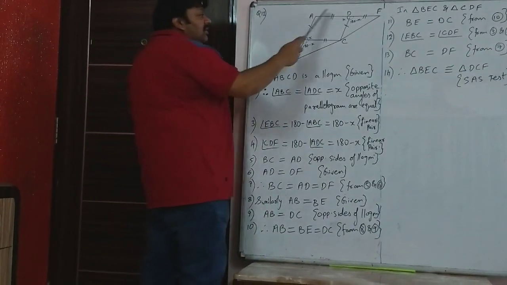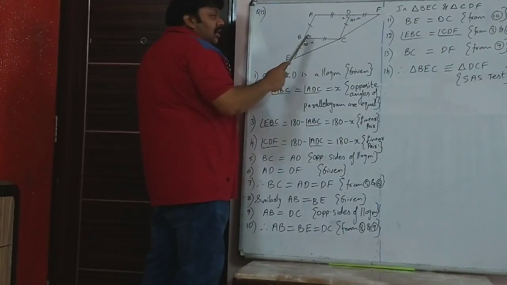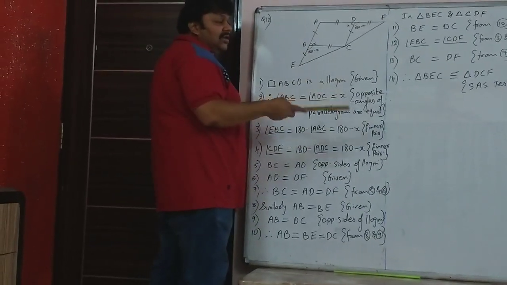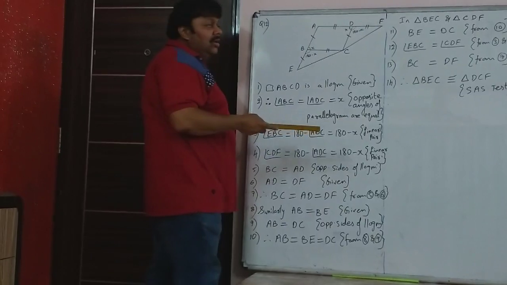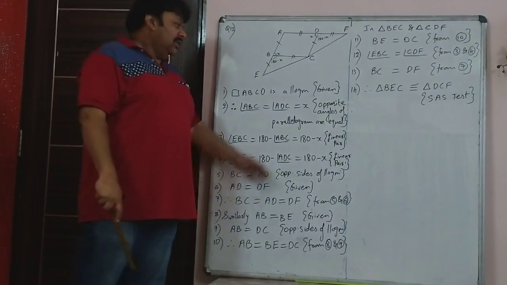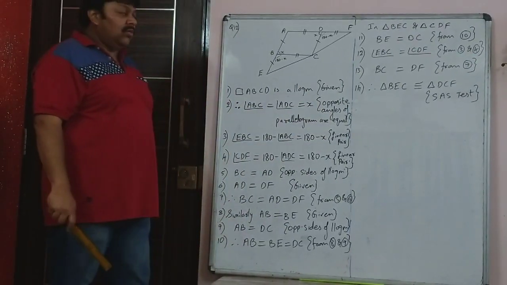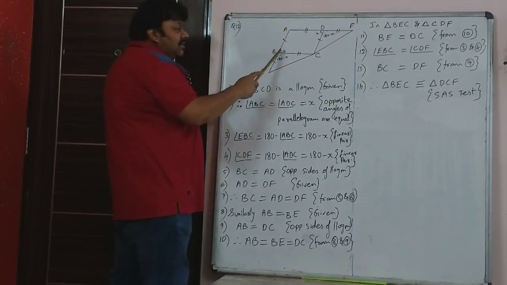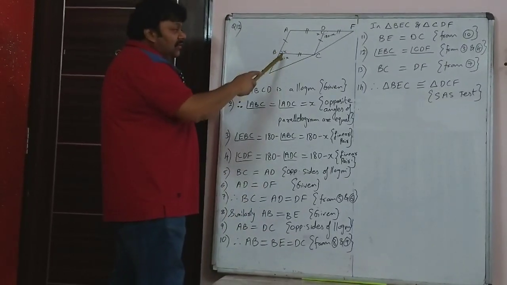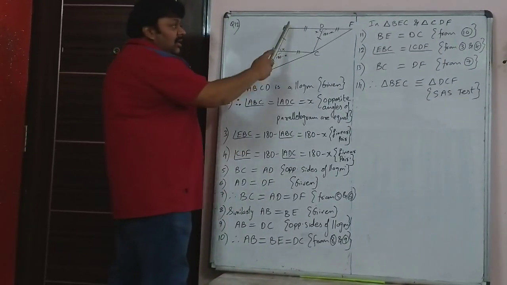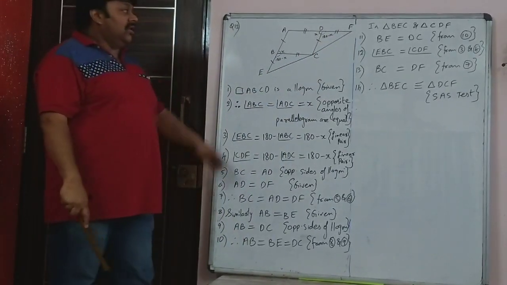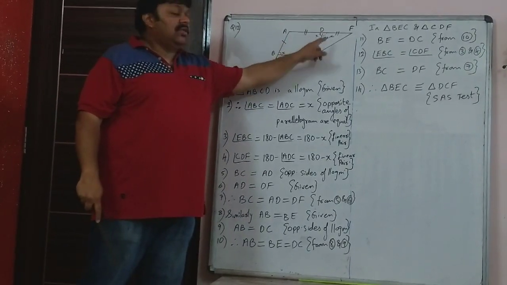So now, since this is a parallelogram, let's assume angle ABC is x. If angle ABC is x degrees, then opposite angles of parallelogram are equal. So angle ADC is also x. That's a property of parallelogram, that opposite angles of parallelogram are equal. Now if ABC is x, then EBC will be 180 minus x, because that forms a linear pair. Similarly, if ADC is x, then CDF will be 180 minus x, because that is again a linear pair with this.